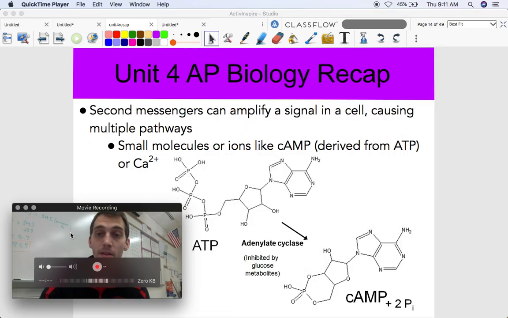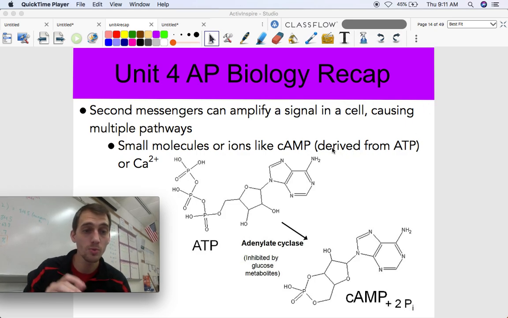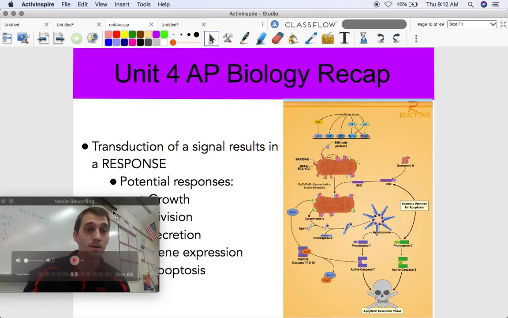Another important molecule in signal transduction are called second messengers, and they can amplify a signal in a cell, causing multiple pathways. We're going to look at an example in a second, but in other words, I like this word, they can broadcast a signal throughout a cell. So if a cell needs a lot of different responses to one signal, a second messenger could be used to spread that signal throughout the cell. The most famous one that we're going to be talking about is cAMP, cyclic AMP, which is derived from ATP. And here it is, adenylate cyclase, or adenylyl cyclase, is going to break down ATP into cAMP. This is a signaling molecule. This is ATP. Calcium is another good second messenger too.